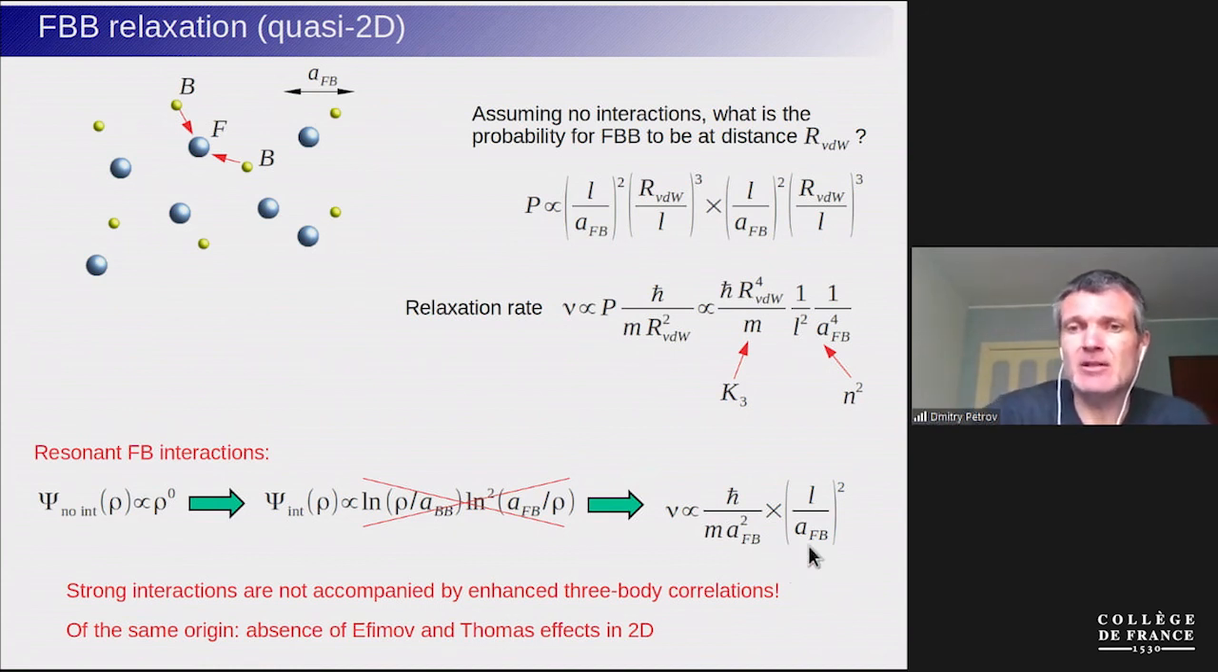And the physical explanation of this suppression is the same as why in 2D there is no Efimov and Thomas effect. So apparently, strong 2-body interaction in 2D does not lead to this Efimovian enhancement of the 3-body correlator in 2D. It is surprising that the 2 systems, 3D and 2D, from the 2-body viewpoint are similarly strongly interacting, yet they are so different from the viewpoint of short-range 3-body physics.